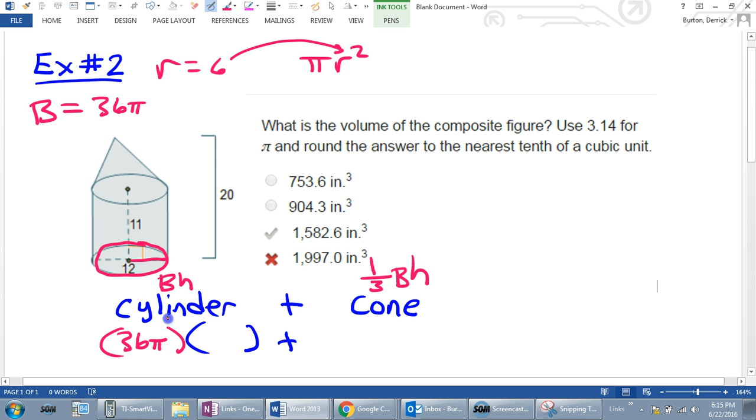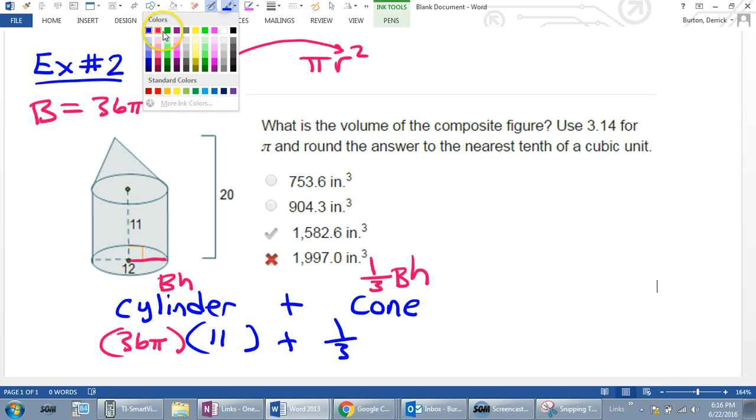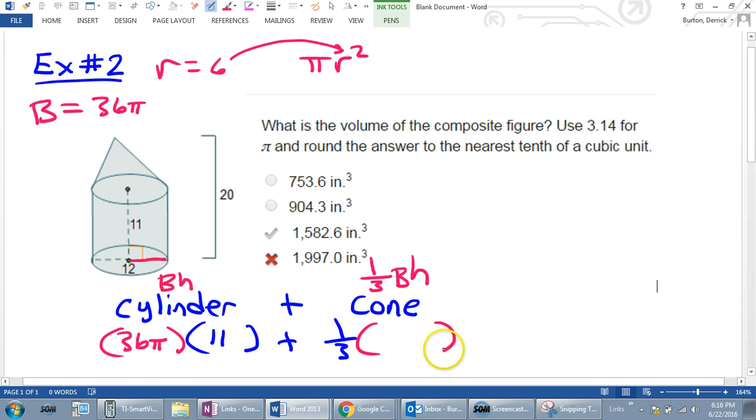So anyway, area of the base times the height. Well, the height of the cylinder is 11. So I got the 11 right there. Now let's go ahead and do the cone. So for the cone, again, I need the area of the base, but I already found it. So when I do 1/3 and the area of the base, again it's 36 pi.